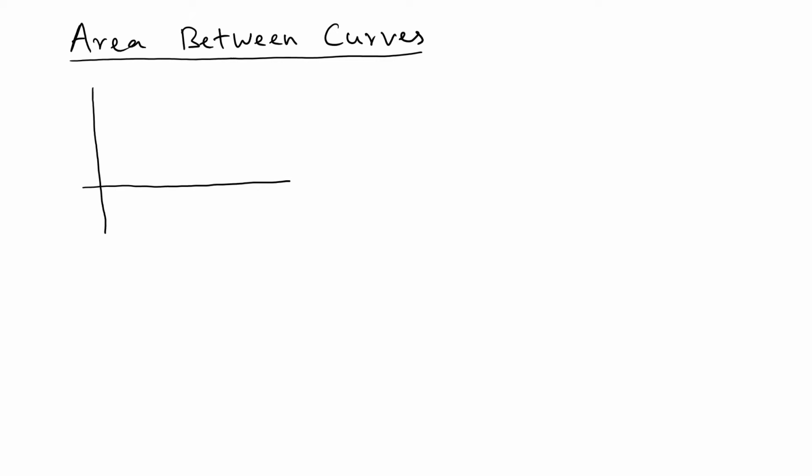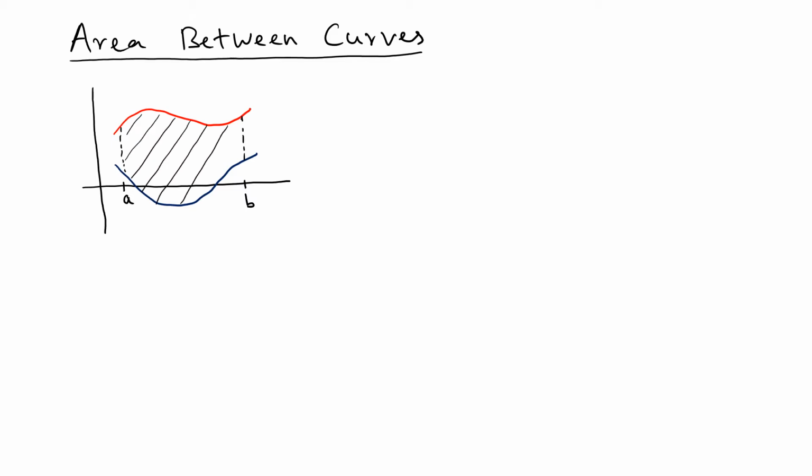So we have two curves. One is this, that's the first curve, and then we have another curve like that. What we're trying to do is find the area between the two curves, between the values of A and B. So this is the first vertical line, that's the second vertical line. The goal is to find the area between the two curves.